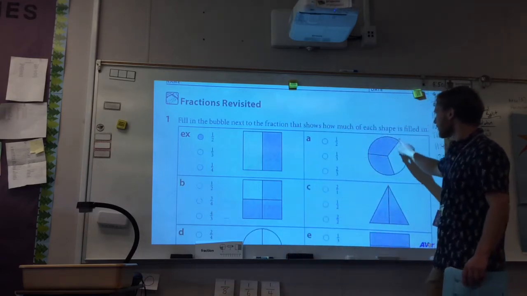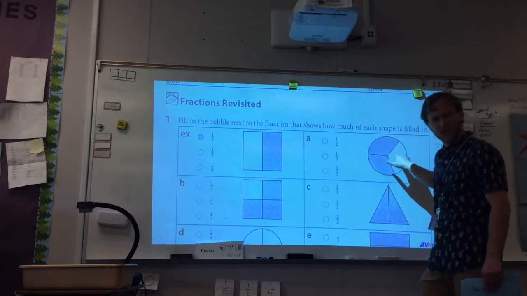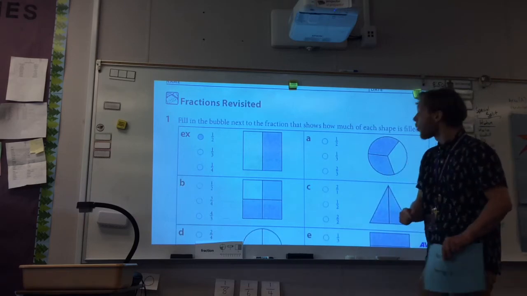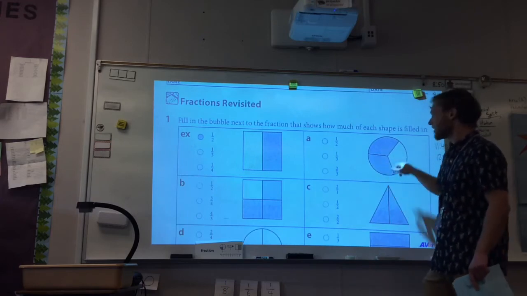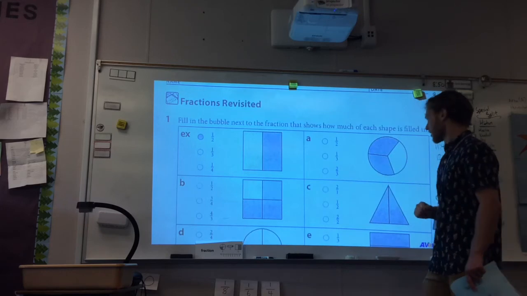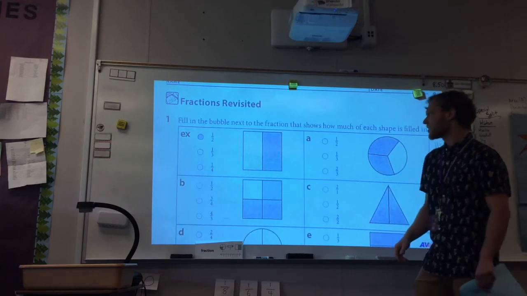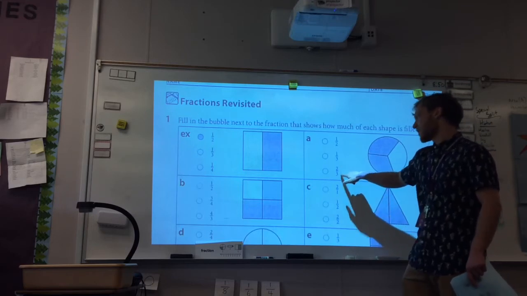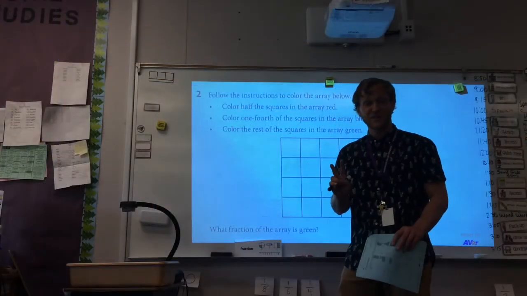We have here a circle, and that circle is broken into 1, 2, 3 equal parts. So each part would then be, you guessed it, 1/3. But then we have to look and see how many parts are shaded in. So 1/3 plus 1/3 is 2/3. So 2/3 of the shape are shaded in. So then you would fill in the bubble that says 2/3. There you go. This bubble has 2/3, so you'd fill in that bubble. Okay? All right, mathematicians, let's look at question number 2 together.